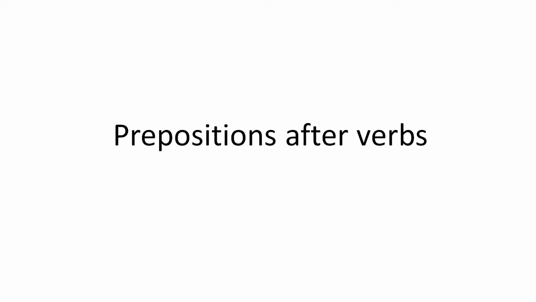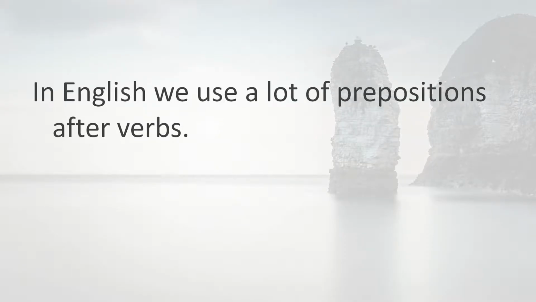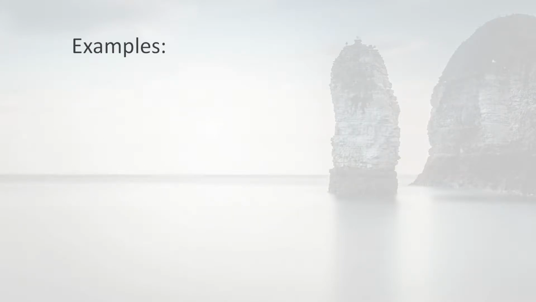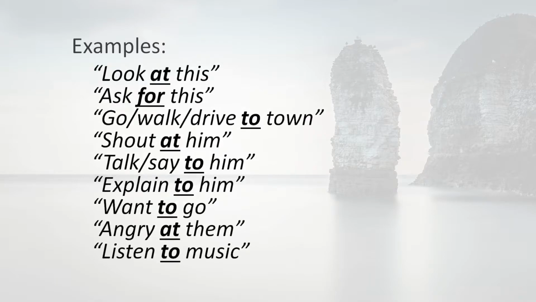Prepositions after verbs. In English, we use a lot of prepositions after verbs. There are certain verbs that require certain prepositions. Examples: look at this, ask for this, go, walk, drive to town, shout at him, talk, say to him, explain to him, want to go, angry at them, listen to music.